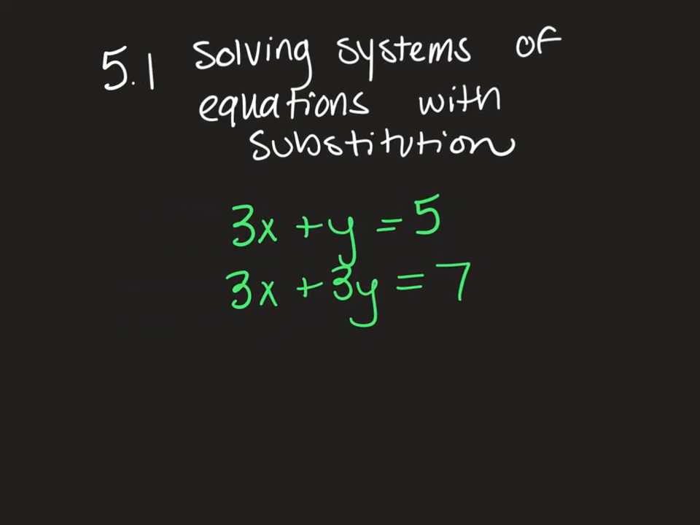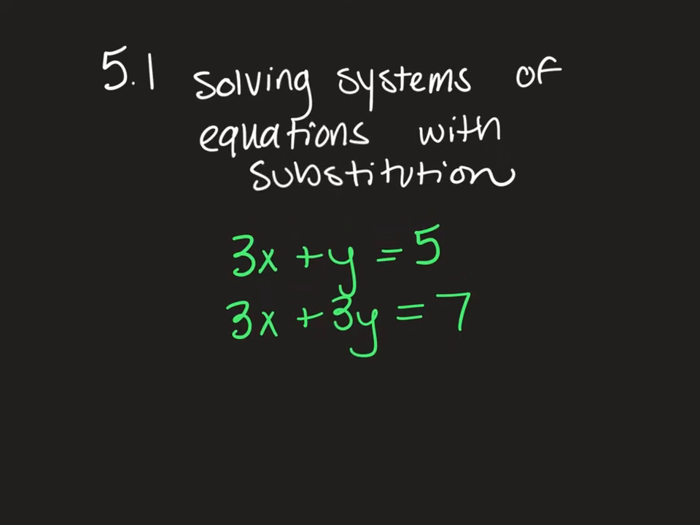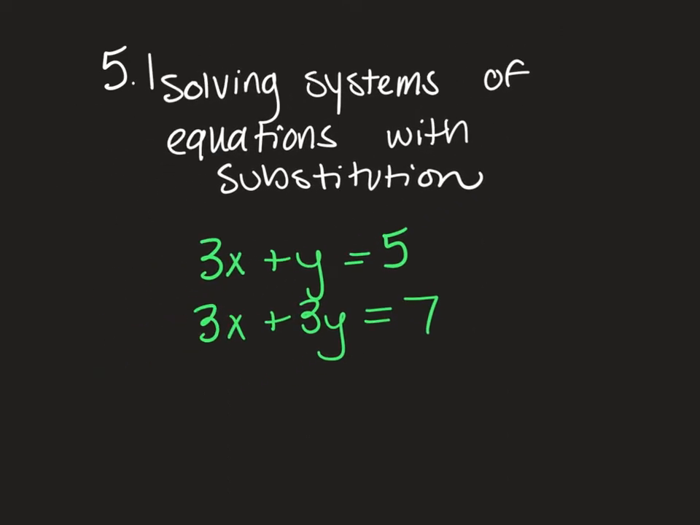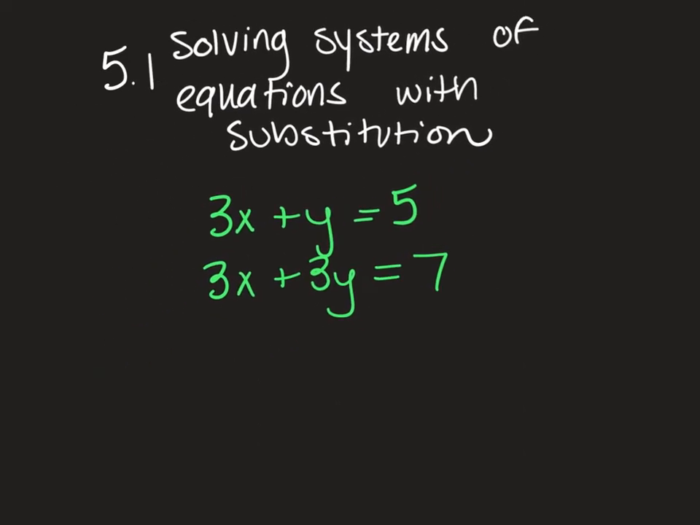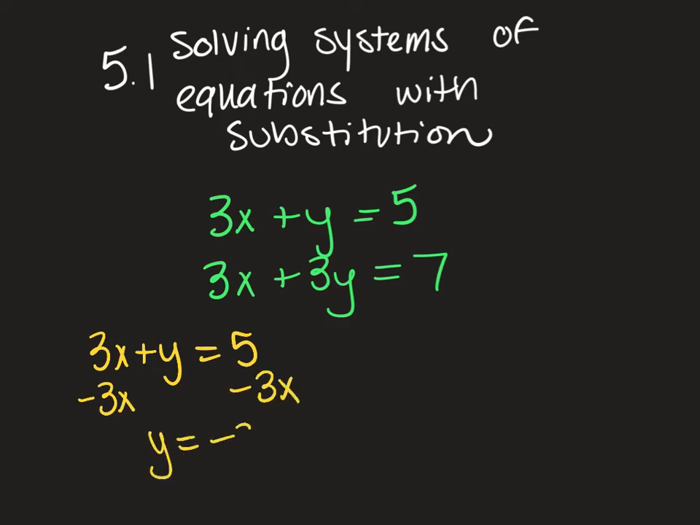Okay, it's fine. So we have 3x plus y equal to 5. So we're getting y by itself, so we're going to move the 3x over. So then we get y equals negative 3x plus 5.